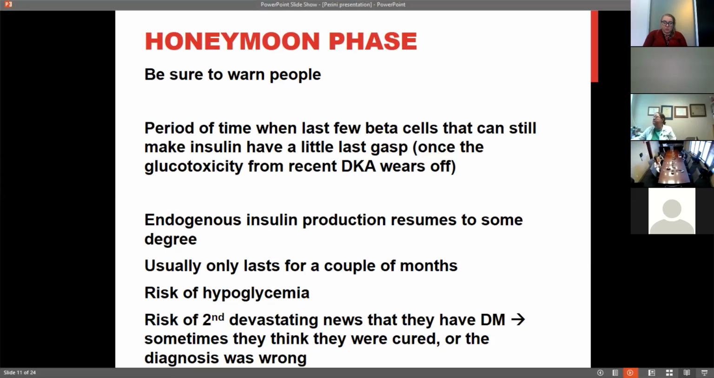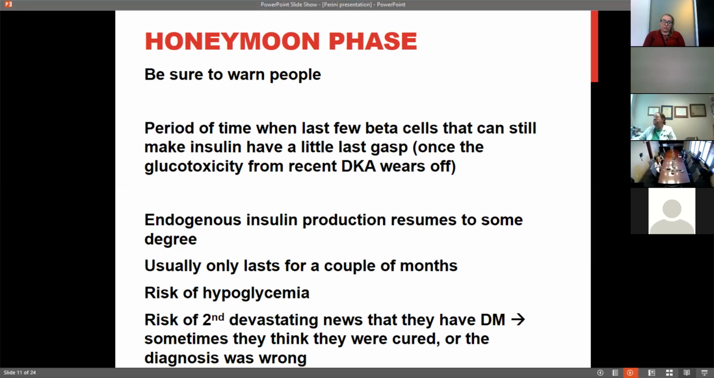And the reason that it's important to warn people is because this can be a very devastating diagnosis to tell people: you have type 1 diabetes, you're going to need insulin forever and ever. And then they almost feel like they had a miracle happen to them when they suddenly don't need insulin, or that the diagnosis was wrong and they don't really have diabetes. And then to have to restart insulin can almost be like a double whammy and can be very depressing for people, almost like a second hit when they're re-diagnosed and told that, yes, you do have it.